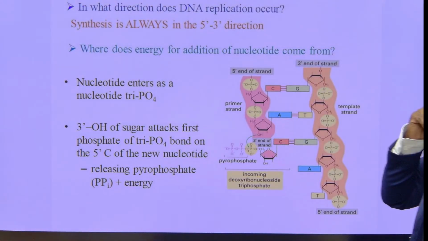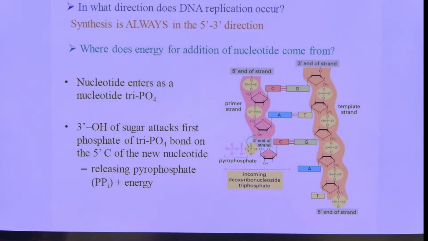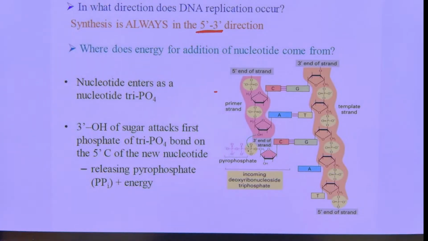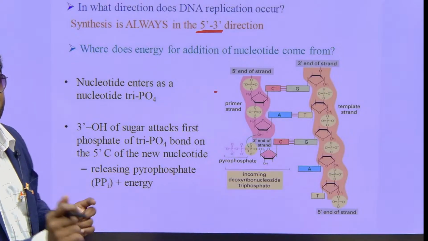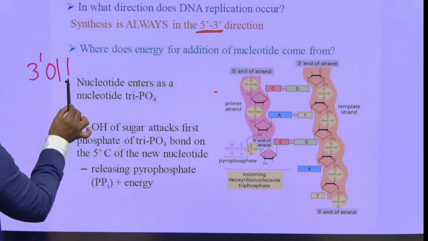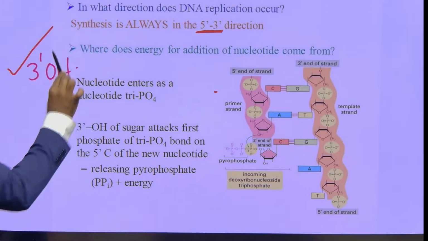And what is the third rule? Synthesis of the daughter strand should always happen in which direction? 5 prime to 3 prime. Can anyone give me the reason why? Very good. What is the reason? Presence of 3 prime hydroxyl group. Very good. This is the 100% valid reason. Other reason?